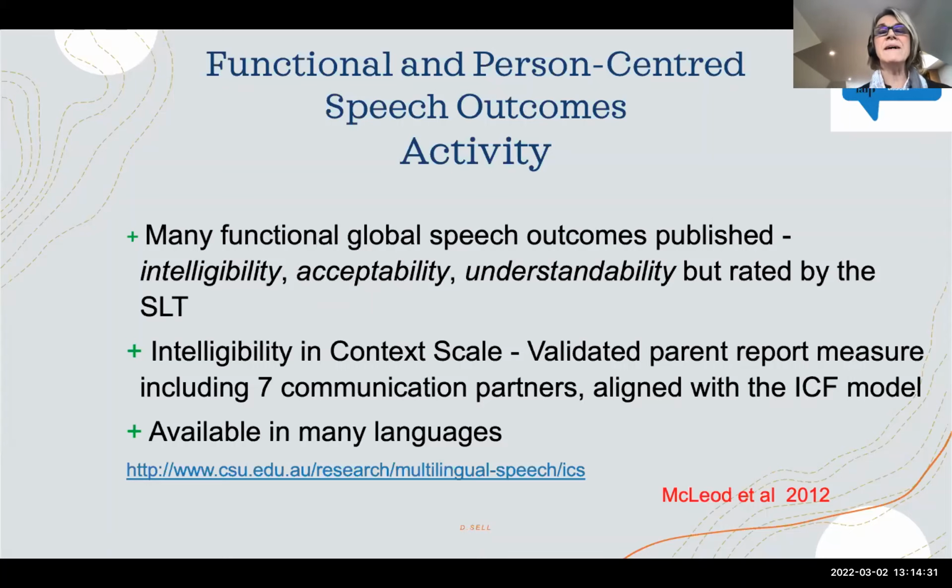So we've adopted the McLeod et al. Intelligibility in Context Scale very widely in Cleft, I believe now. This is a validated parent report measure, and it captures communication with 7 different partners. It's been validated in several languages and is available in many languages. So do look at that website if you're not familiar with it.